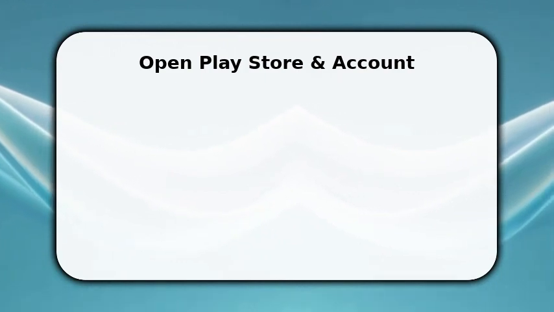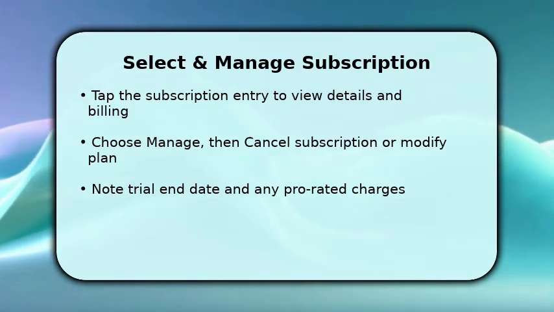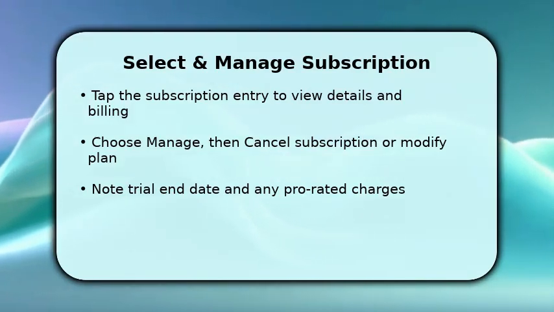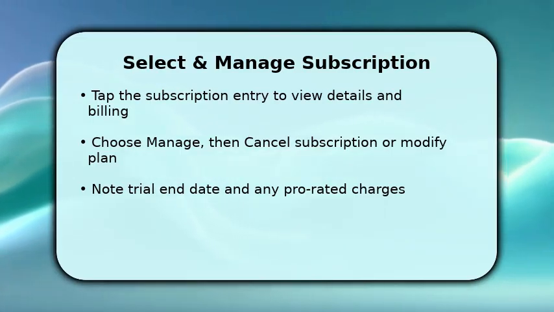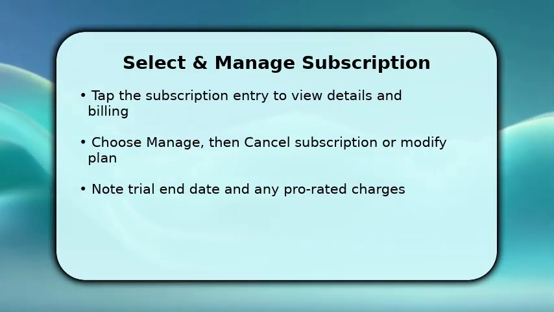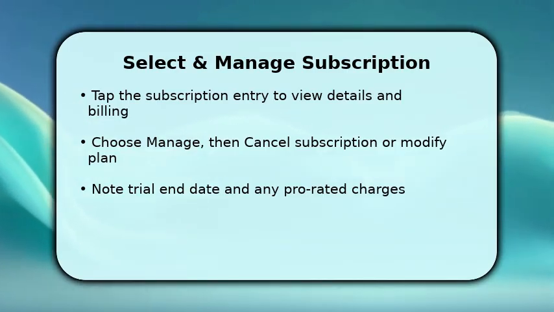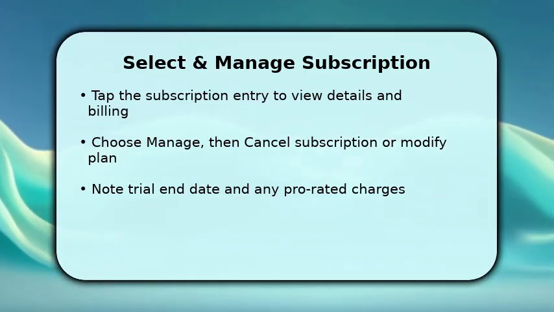You'll now open the specific subscription details to see how it renews and what the next billing date is. Tap Manage to reveal options like Cancel, Change Plan, or Restore. If you want to stop future charges, select Cancel Subscription and follow prompts. Play explains when access ends. If a plan change is better, pick the new option and confirm. Make sure to read any cancellation notes, so you know whether you keep access until the period's end.